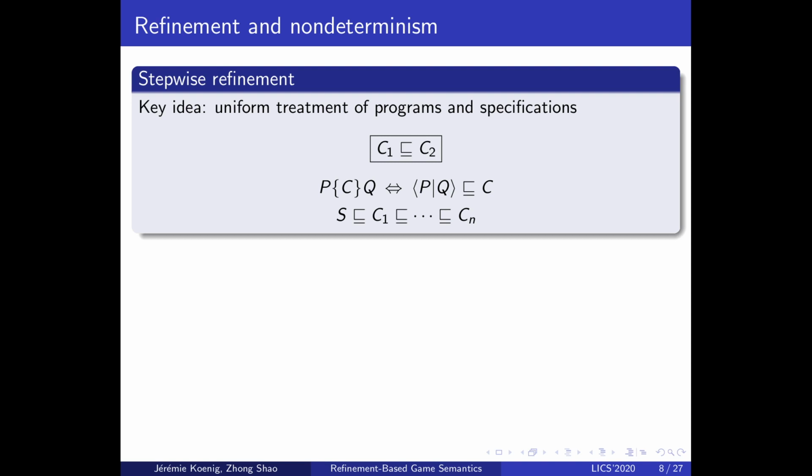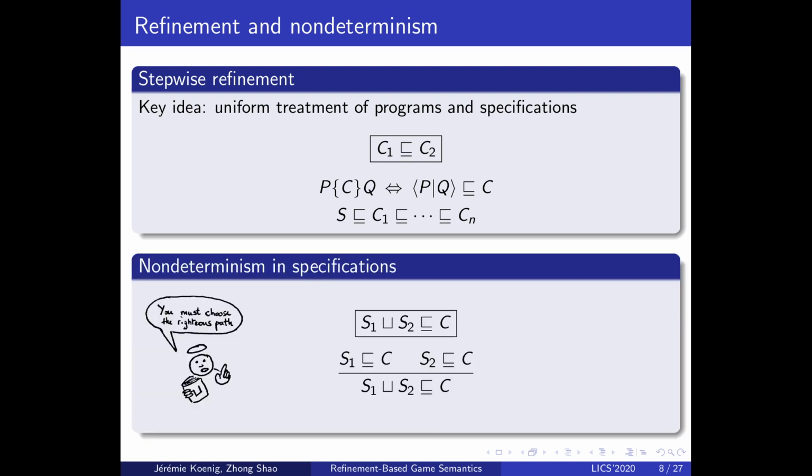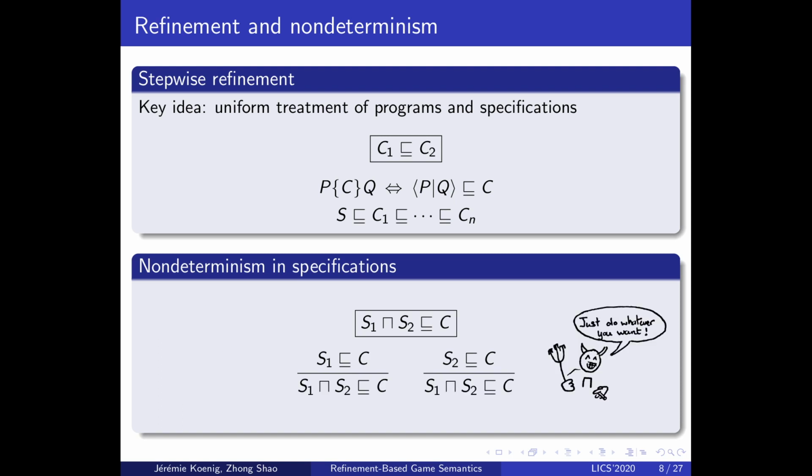In this context, nondeterminism is a very useful tool for expressing specifications, and there are two ways to interpret nondeterministic choice. On one hand, an angelic choice of specifications means that the implementation must refine both of them. It makes the specification stronger and provides more guarantees to the user. On the other hand, demonic choice means that the implementation can refine either one of them. It weakens the specification, but it gives us more implementation freedom.